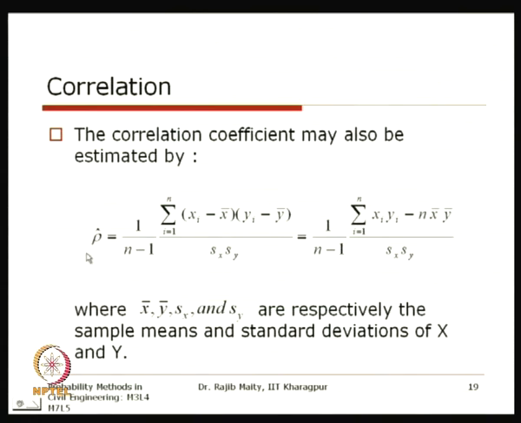Now, this estimate is 1 by n minus 1, sum over i equals 1 to n of (x_i minus x bar)(y_i minus y bar), divided by s_x s_y. This expression can be written as the sum over i equals 1 to n of x_i y_i minus n times x bar times y bar, divided by s_x into s_y, where x bar, y bar, s_x and s_y are the sample means and standard deviations of x and y respectively.